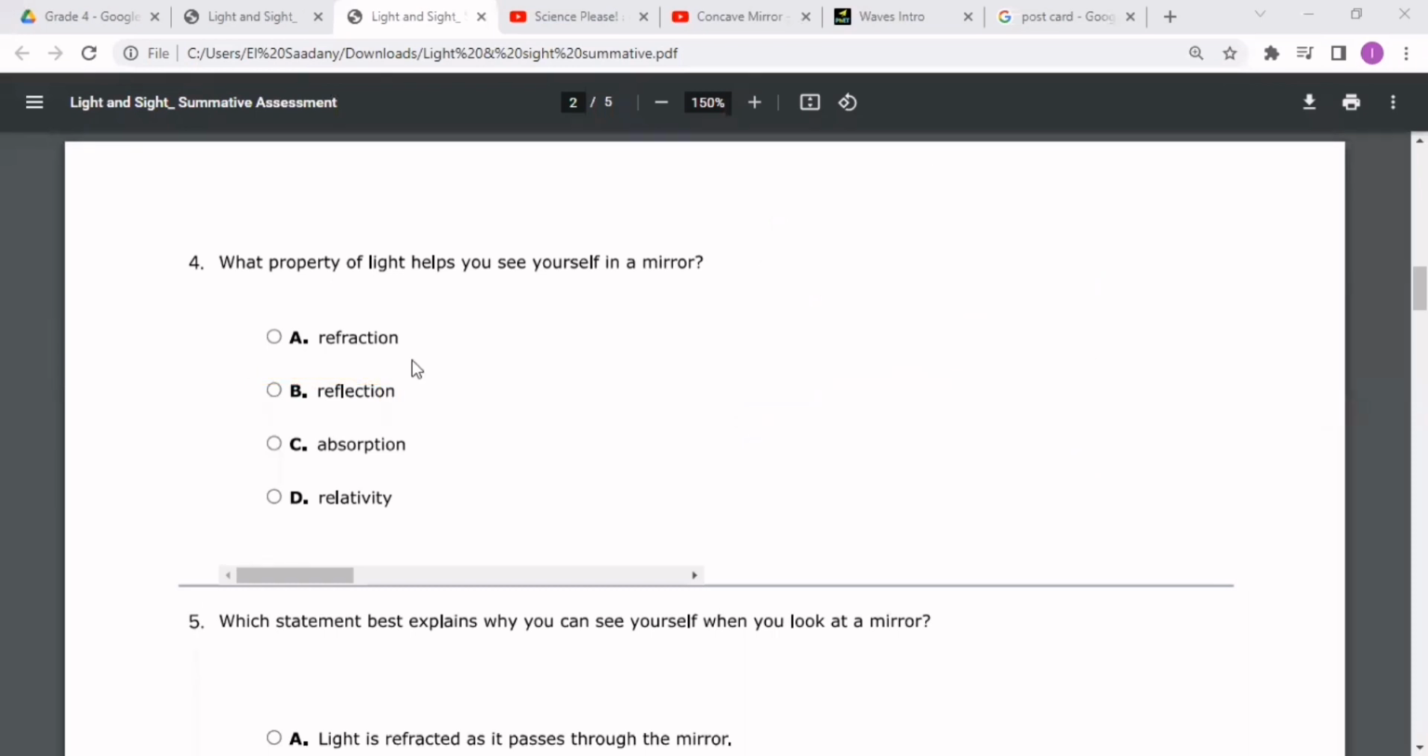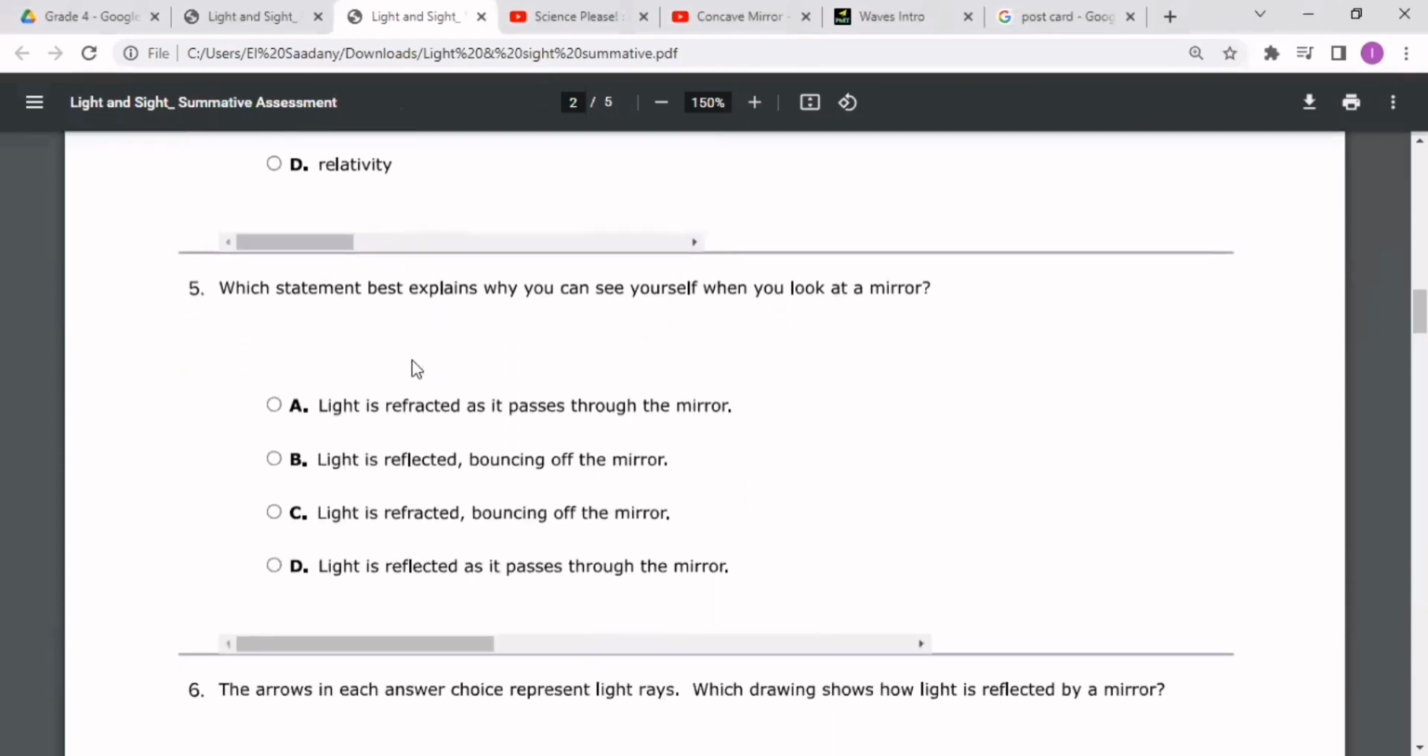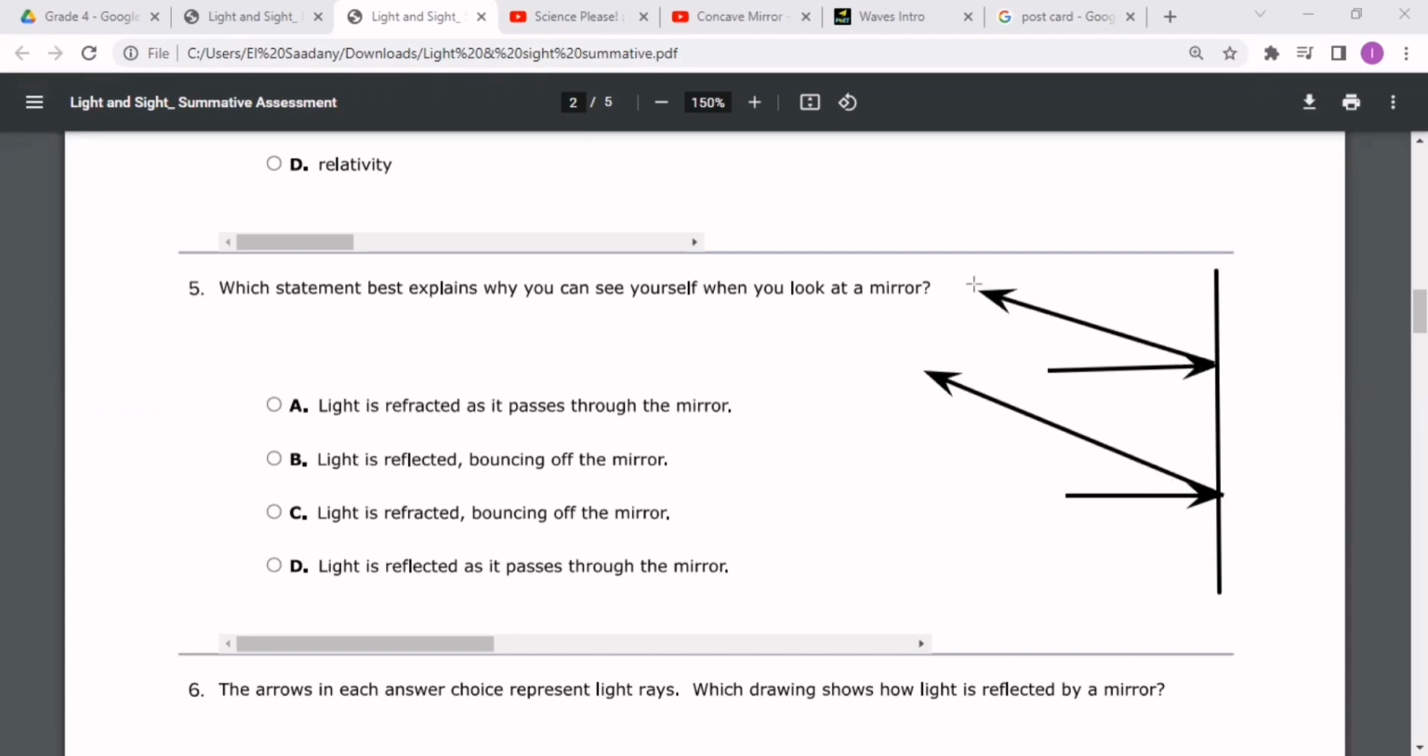So question number 5 says, which statement best explains why you see yourself when you look at a mirror? It's the same question, guys. When you look at yourself in a mirror, you're going to see your image. Why? Because the light falls on you, and then it's bounced to the mirror, and this is how your image is reflected back to your eyes. So you are going to see yourself in the mirror.